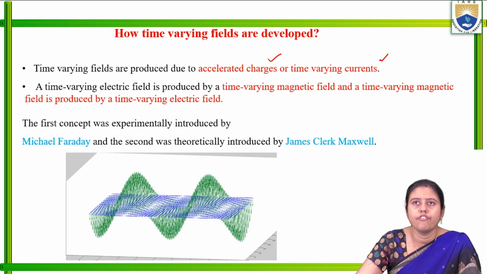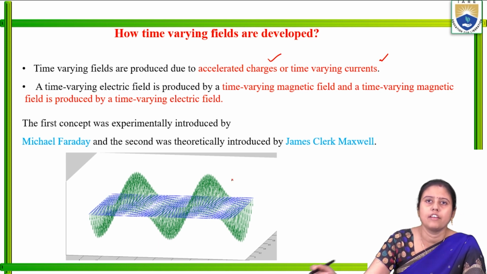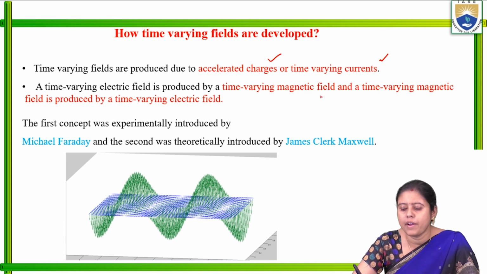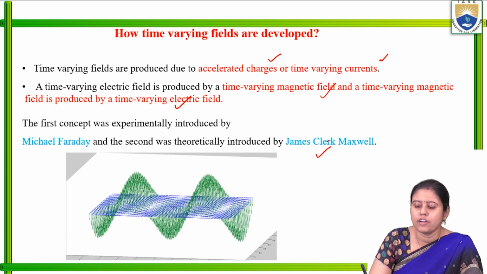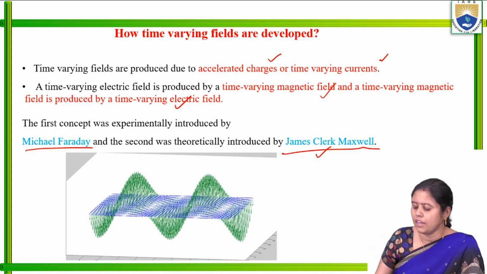A time-varying electric field is produced by the time-varying magnetic field. The blue one is the time-varying magnetic field. So we can tell that a time-varying electric field is produced by a time-varying magnetic field and vice versa. What is the meaning of vice versa? Time-varying magnetic field is produced by the similarly time-varying electric field. The first concept was experimentally induced by Michael Faraday in the 17th century, and the second was theoretically or mathematically introduced by James Clerk Maxwell. So Michael Faraday and James Clerk Maxwell are known as the fathers of electrical engineering.